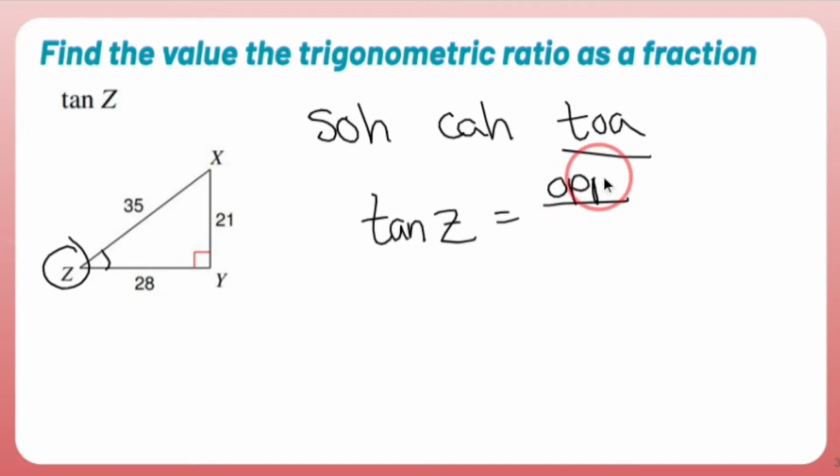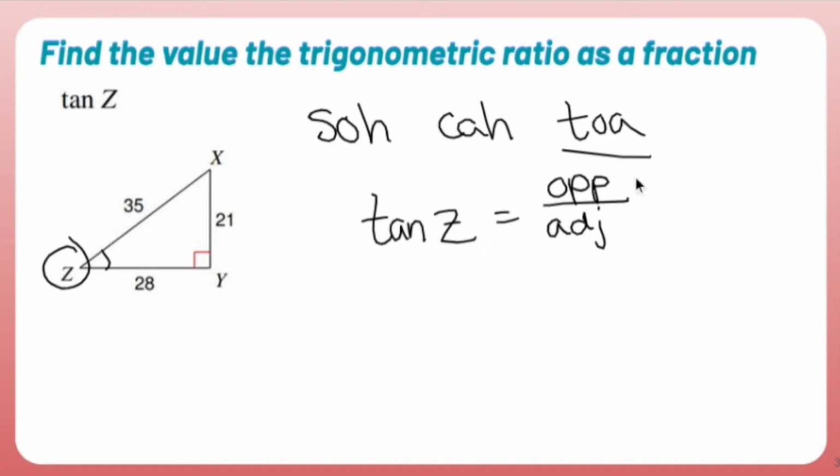O stands for opposite, and you always put it over the other letter, which is adjacent. So this would be adjacent over hypotenuse, opposite over hypotenuse. But in this case, we're trying to find the tangent, which is opposite over adjacent. So if you're like, well, what's opposite over adjacent? Well, we compare the opposite side and the adjacent side to Z.